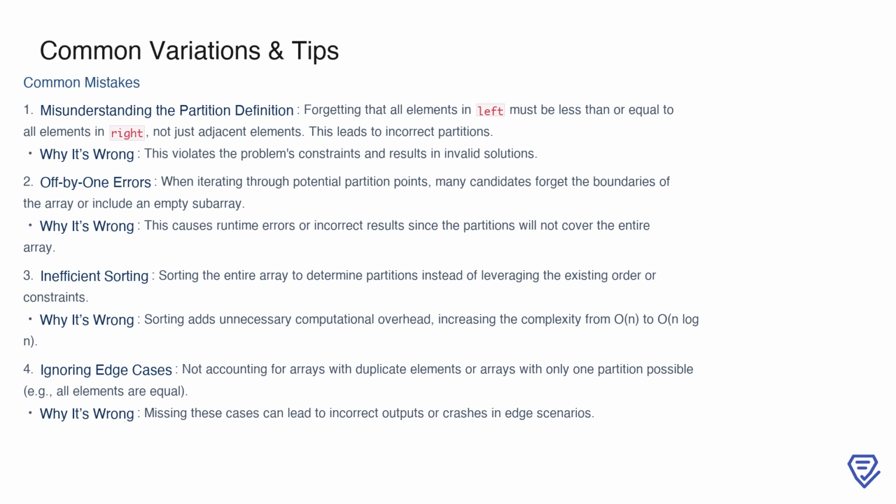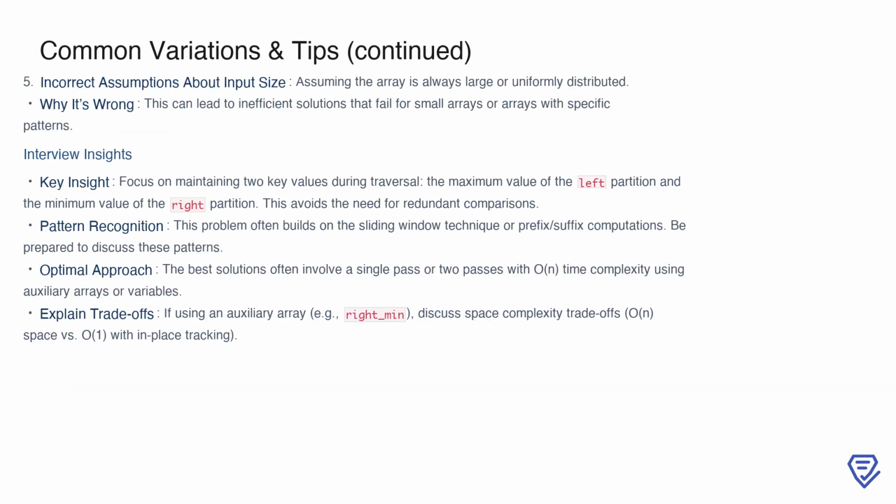Lastly, ignoring edge cases, like arrays with duplicates or arrays where all elements are equal, can result in incorrect outputs or crashes. It's crucial to consider these scenarios during both coding and testing phases. Another mistake is making incorrect assumptions about the input size. For instance, assuming the array will always be large or uniformly distributed can lead to inefficient solutions that fail for small or uniquely patterned inputs.